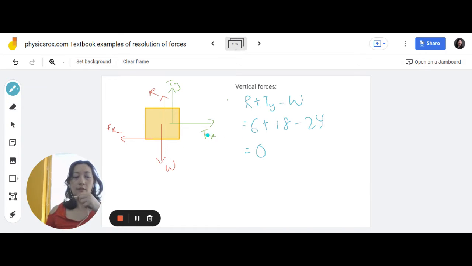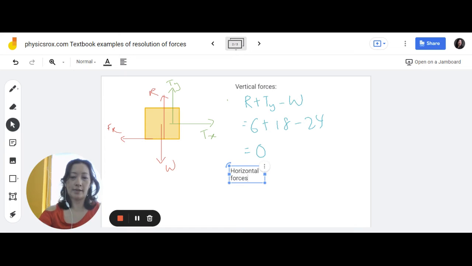In fact, for you to understand where they even got the normal reaction of 6 from, the weight will be balanced by Ty and R. Because under normal circumstances, as we've learned in the previous topic, W should be equal to R. But now we have an additional force of Ty. Ty will lessen the normal reaction. That's why the normal reaction has dropped to 6. If the object doesn't move up or down, if it stays level, that means all of this has to be balanced. And that makes sense, right? That's why it all equals 0.